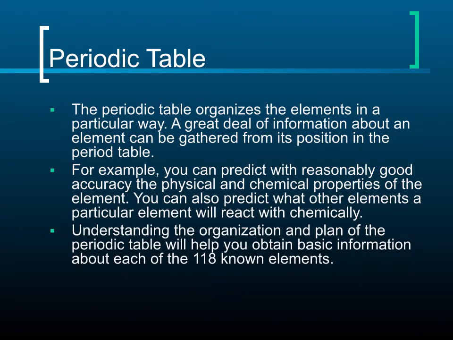The periodic table organizes elements in a particular way. So there's grids and rows and columns, and they're all organized by the same thing so that you can actually gather information about the element based on where it is. Based on where it is on the periodic table, that tells you what physical and chemical properties it's going to have, and it also lets you know what it will bond with and what it won't do. We have 118 known elements, and this is going to help you figure out the basic information.